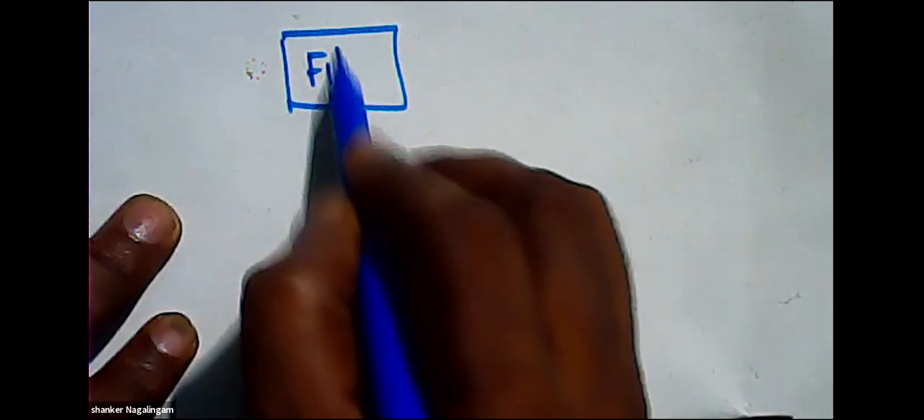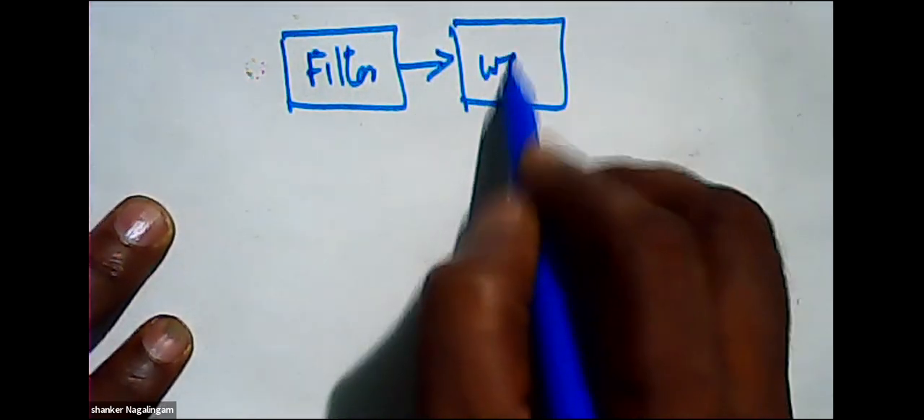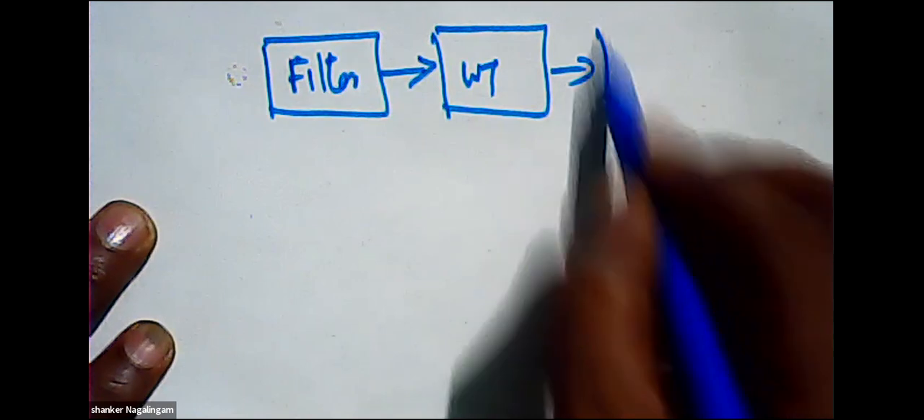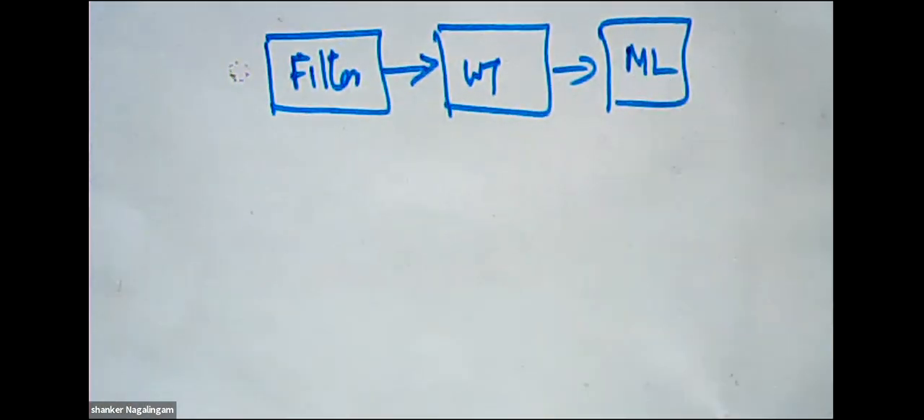I'll just go ahead with one filter. Okay, I have one filter. I'm just talking about an image processing filter. Then I want to go for wavelet transform. Then I'll go for machine learning. Now this is my ultimate aim. Now explaining about the block is different.